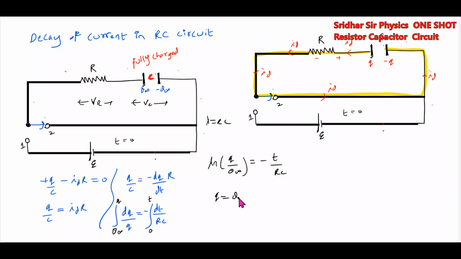So q equals q infinity e to the power of minus t by lambda. RC we are replacing by lambda. If I take the log to the other side, it becomes exponential. If I differentiate this, dq by dt is q infinity by lambda e to the power of minus t by lambda. Then the negative sign will come. The discharging current: q infinity is what? CE, the steady state charge. Then this will be RC.